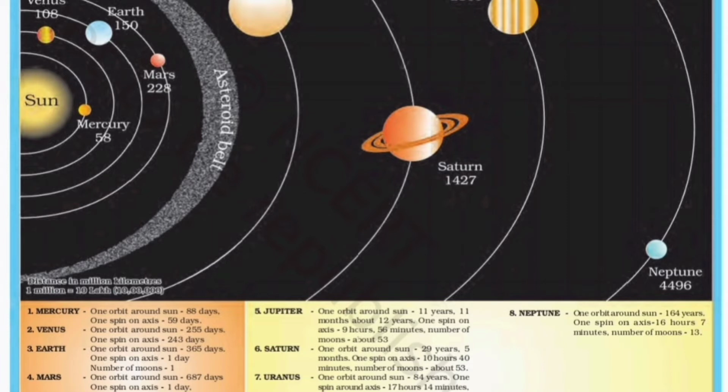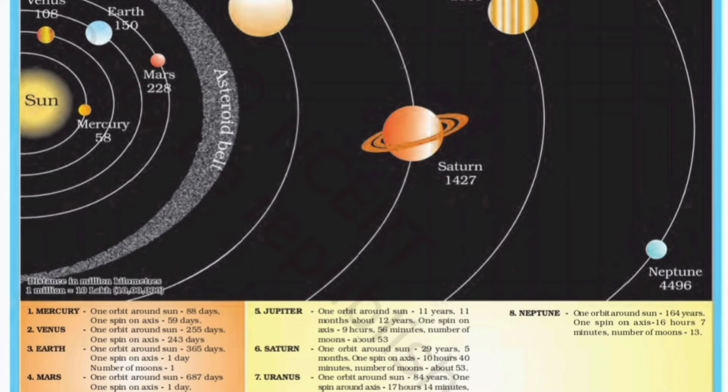Now here in this picture you can see the rotation and revolution period of each of the planets. Beginning with Mercury, one orbit around the sun, that is the revolution period, is 88 days, and one rotation, that means one spin around its own axis, is 59 days. Now Venus, one orbit around the sun is 225 days and one rotation period is 243 days.